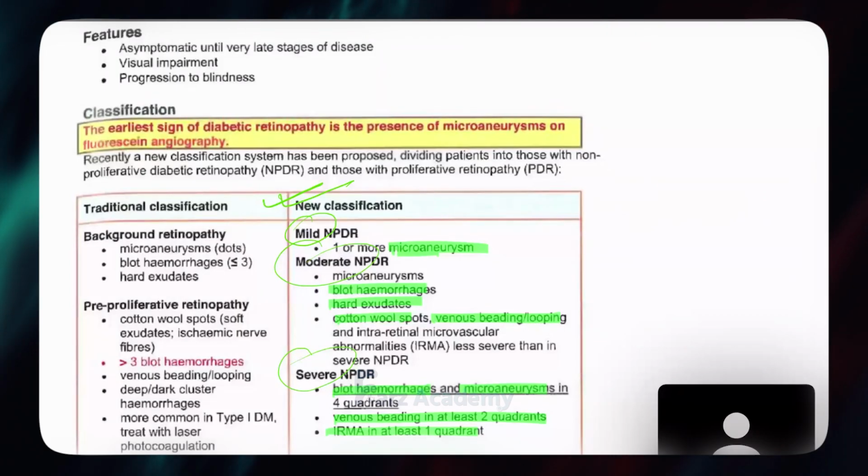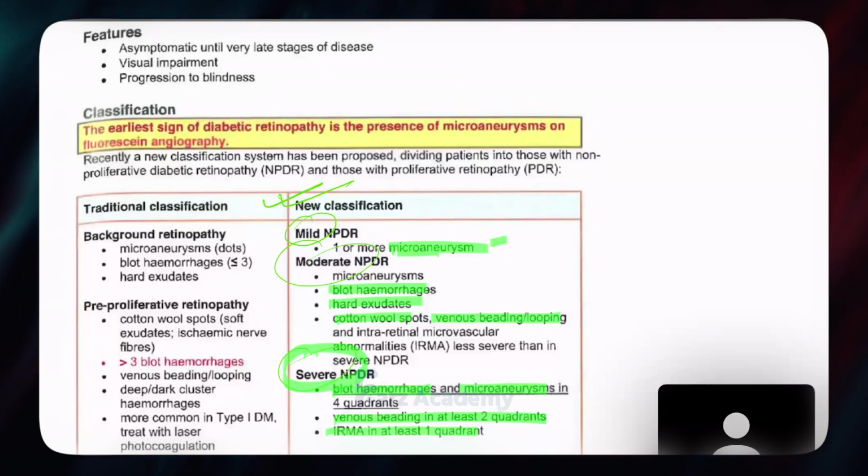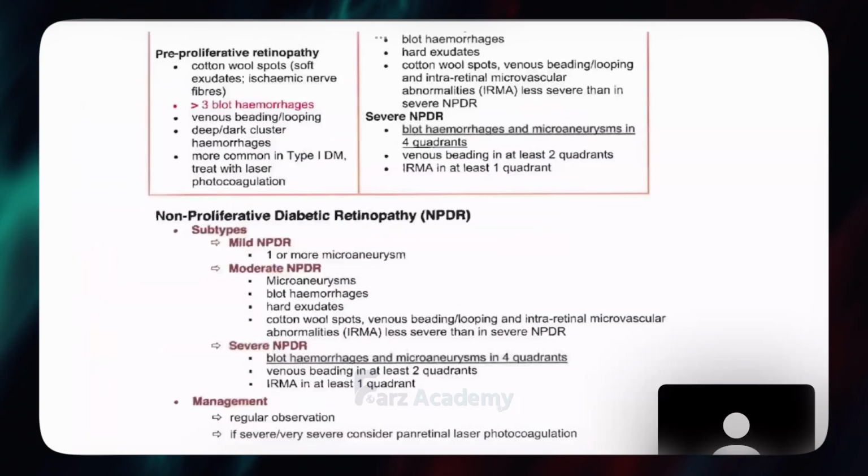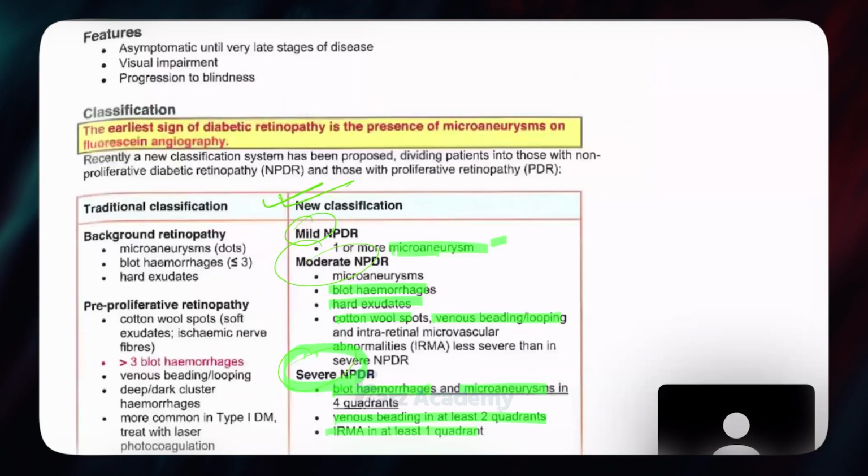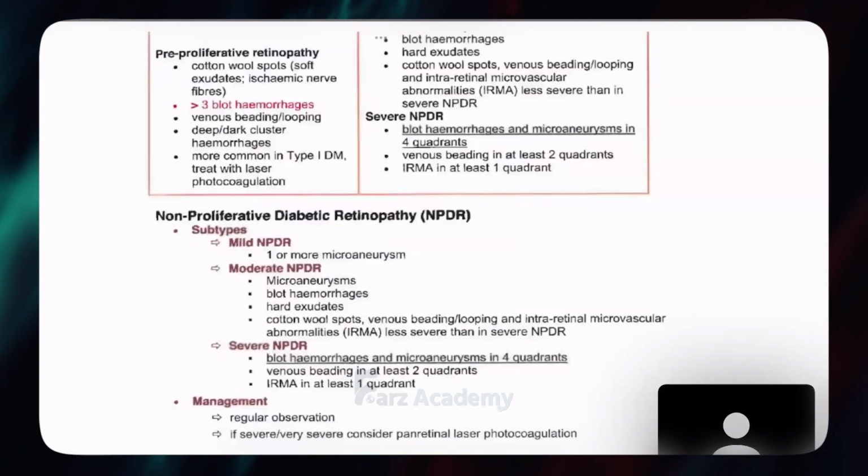So venous beading will be seen in at least two quadrants if it is a severe one, and hard exudates will be present in moderate. Microaneurysms will be in mild ones only. So dot blot hemorrhages and hard exudates are all moderate, and IRMA in at least one quadrant, venous beading in two quadrants, blot hemorrhages and microaneurysms in 4 quadrants will be severe. Once again, you need to memorize this. The previous classification was non-proliferative diabetic retinopathy, with mild NPDR, moderate and severe.